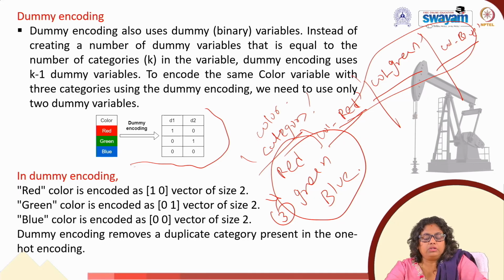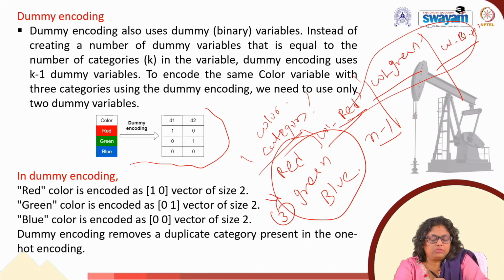In dummy encoding, what is happening? n minus 1 variables are created, where n is the number of categories in the variable. So n minus 1 dummy variables get created. This is the example given here. We have the colors red, green, blue, and after dummy encoding we have two columns, d1 and d2.